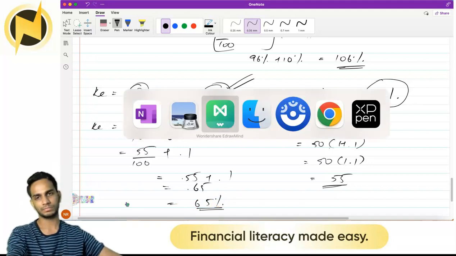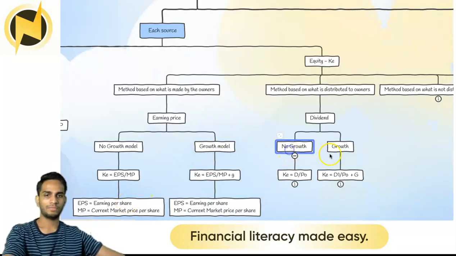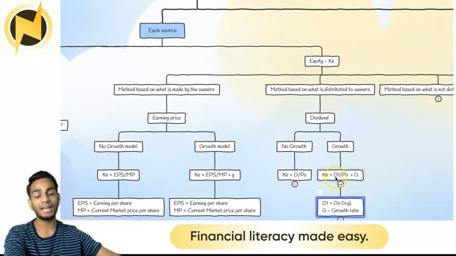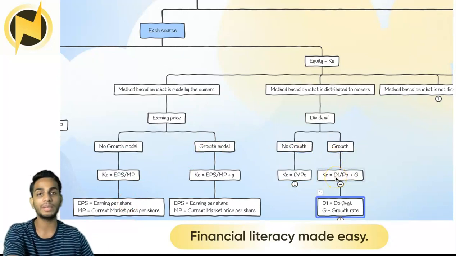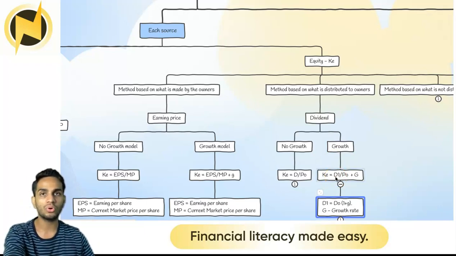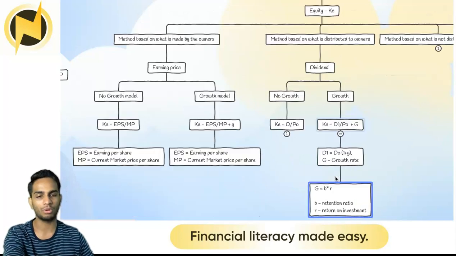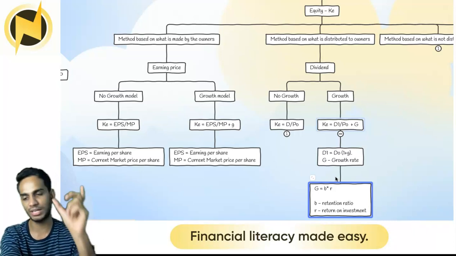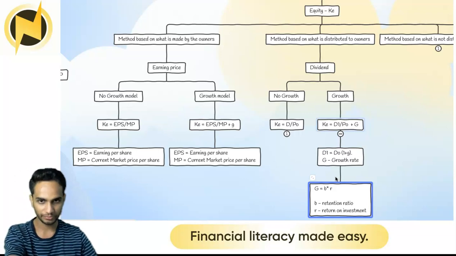Coming back, we saw no growth and growth, all done. At times this G will not be given explicitly. We will have to find G. G is also calculated as per the following formula, that is B into R. B is retention ratio, R is return on investment. Retention ratio refers to the percentage of retained earnings in a company.